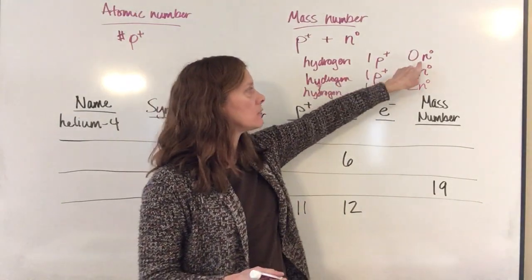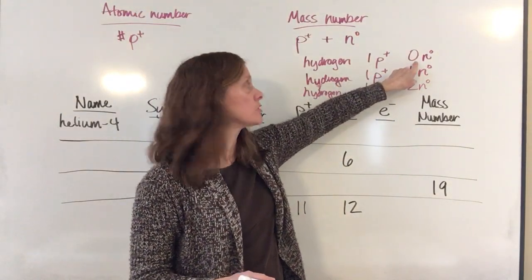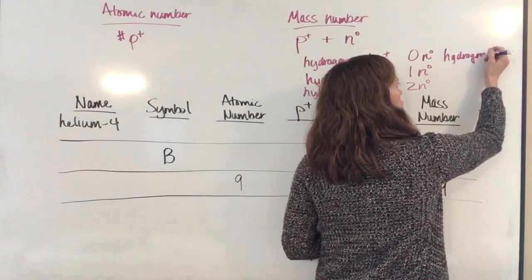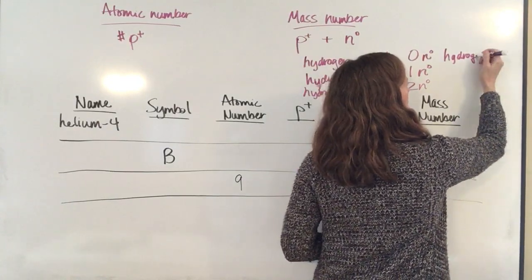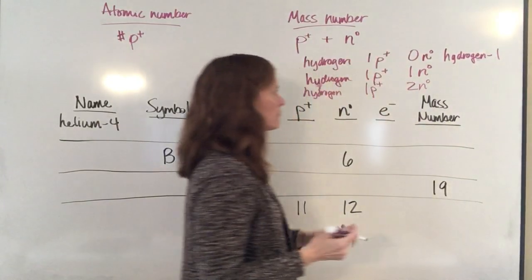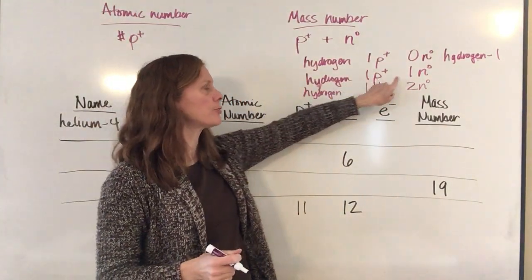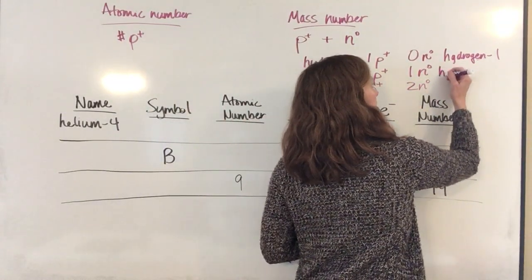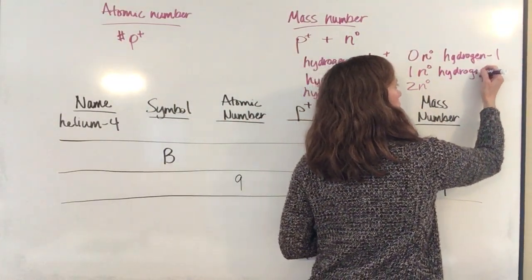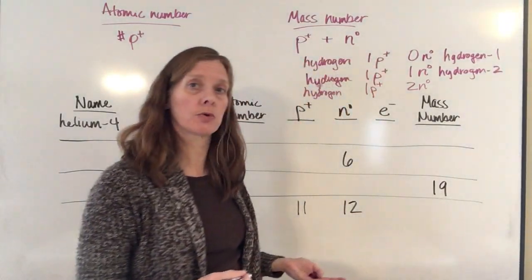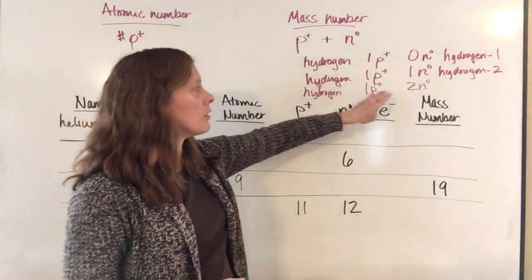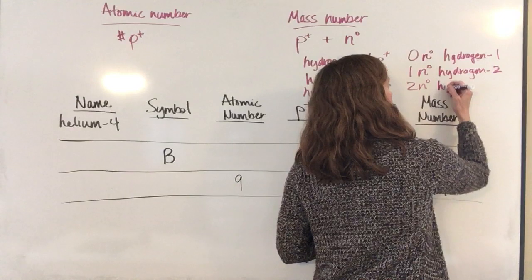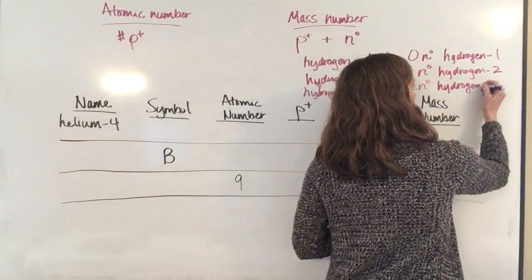So if I'm going to name these, I name these by what the mass number is. So 1 proton and 0 neutrons, 1 plus 0 is 1. So that means that the name for this particular atom would be hydrogen 1. If my atom of hydrogen has 1 proton and 1 neutron, 1 plus 1 is 2. So the name of this atom would be hydrogen 2, to tell me that the mass number is 2. If it has 1 proton and 2 neutrons, 1 plus 2 is 3. So the name of this is going to be hydrogen 3.